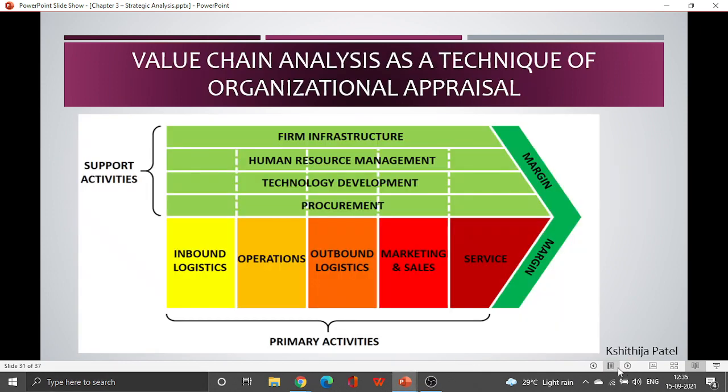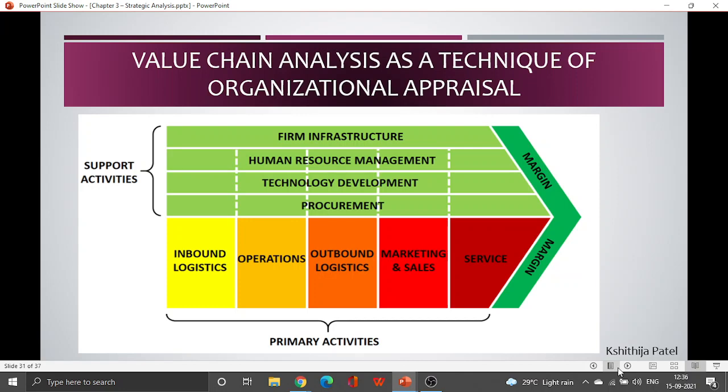So we shall move on to the next slide, that is value chain analysis. Now value chain analysis you have already studied. Here we shall see how we can use value chain analysis for organizational appraisal. As we all know, this concept was developed by Michael Porter in the year 1985. Based on the understanding of the series of activities that any organization or firm performs, value chain analysis helps to assess the strengths and also the weaknesses of an organization.